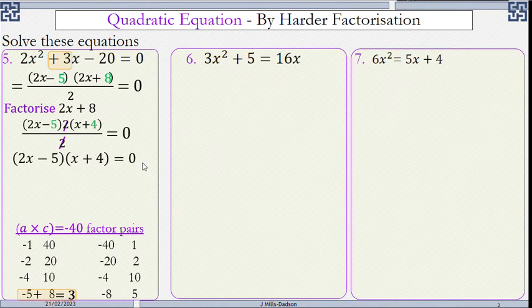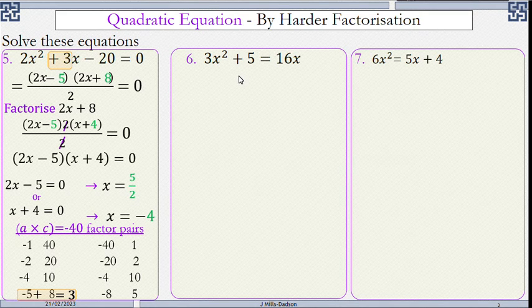So I set each bracket equal to 0 and I work it out separately. So for the first one, plus 5 to both sides and dividing 2 through will give you x equals 5 over 2. Minus 4 from both sides will give you x equals negative 4. This is the answer for the first one.